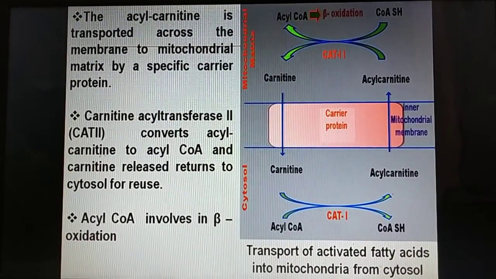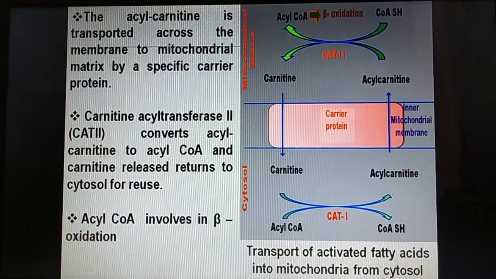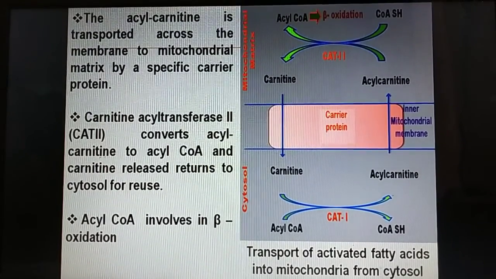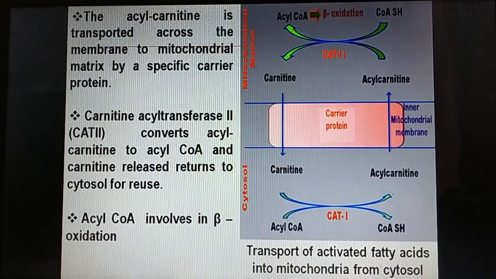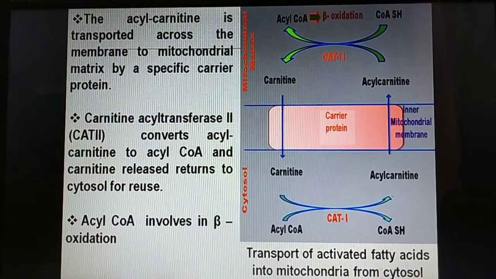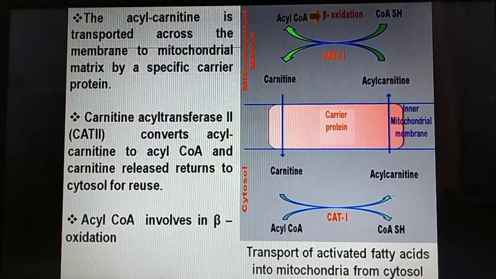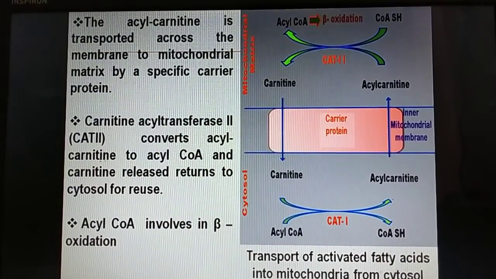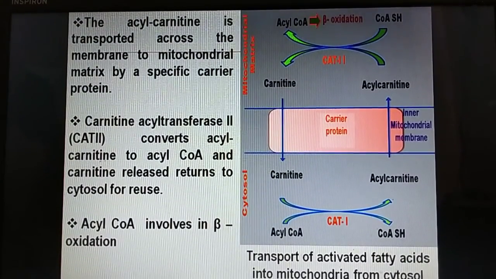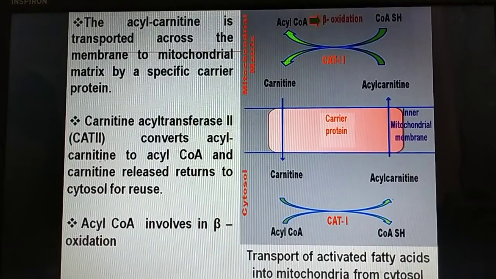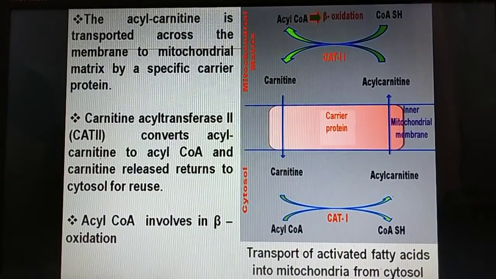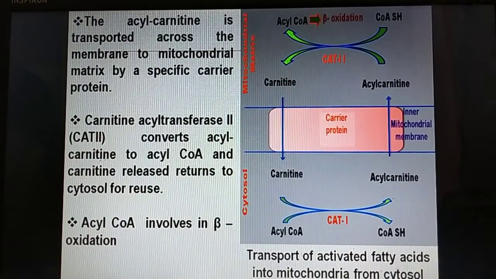The acyl carnitine is transported across the membrane to the mitochondrial matrix by a specific carrier protein. Carnitine acyl transferase 2 or CAT2 converts acyl carnitine to acyl coenzyme A, and the carnitine released returns to the cytosol for reuse. Acyl coenzyme A is involved in beta oxidation. This is the picture which clearly shows the entering of the fatty acid from cytosol to mitochondrial matrix with the help of carrier protein and carnitine transport.